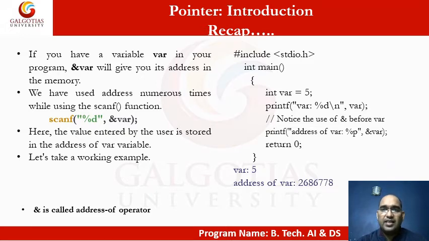Now after that we have written printf address of var %p comma &var. What will happen here is that in place of this %p, the address of var will get printed. We can see that value here. So this is the address where this variable whose value is 5 is stored. This is actually the way, putting the ampersand before the variable tells you the memory location of that particular variable.